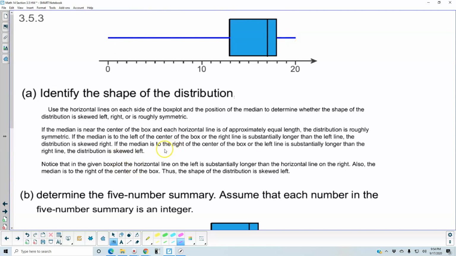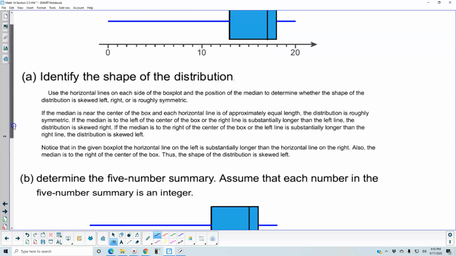Now, if the median is to the right of the center of the box, which it is, or the left line is substantially longer than the right line, which it is, then the distribution is skewed left. So again, notice that in the given box plot, the horizontal line on the left is substantially longer than the horizontal line on the right, and also the median is to the right of the center of the box. Thus, the shape of the distribution is skewed left.